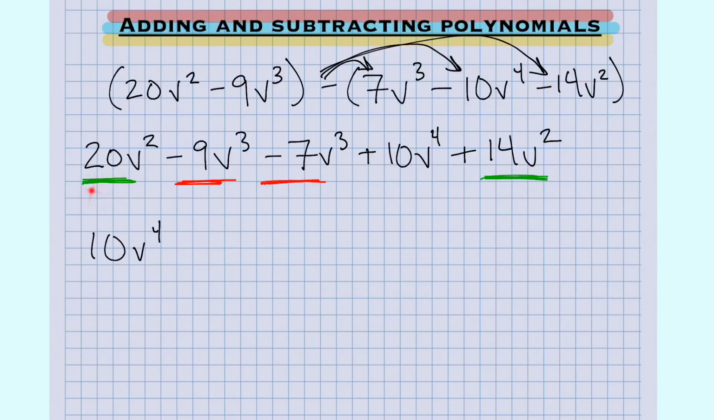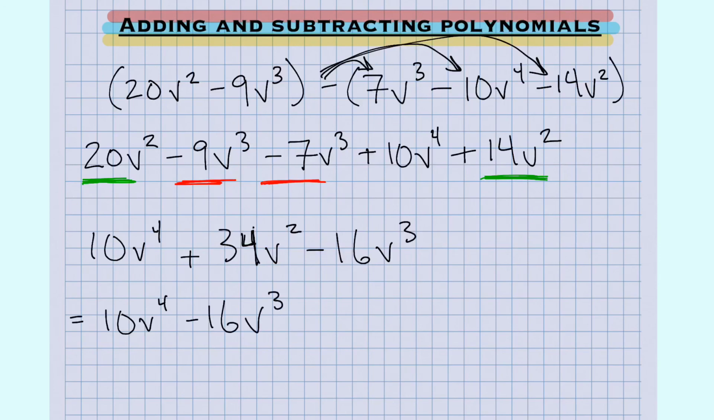20v squared plus 14v squared is going to give us a positive 34v squared. And negative 9v cubed minus 7v cubed, negative 9 minus 7 gives us a negative 16v cubed. Putting these in descending order, we have 10v to the fourth minus 16v cubed plus 34v squared.